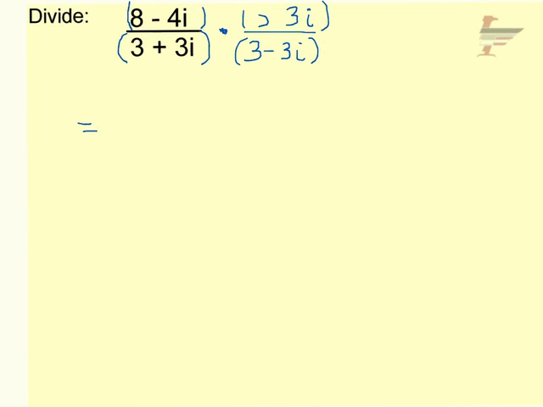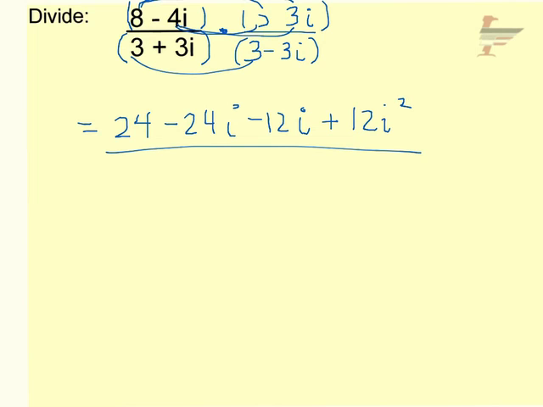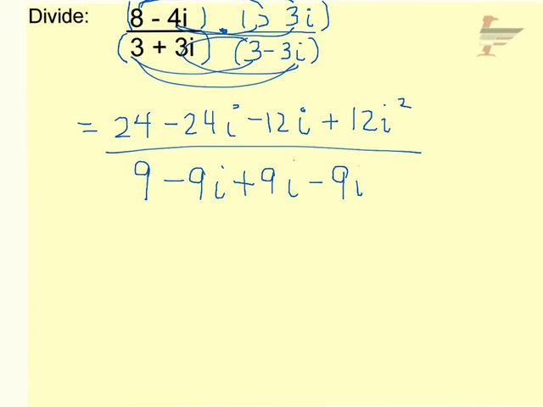Okay, so I'm going to FOIL the numerator first. So 8 times 3 is 24. 8 times negative 3i is minus 24i. 4i times 3 is plus 12i. Negative 4i times negative 3i is plus 12i squared. Denominator, 3 times 3 is 9, minus 9i, plus 9i, minus 9i squared. That's a lot of 9s.